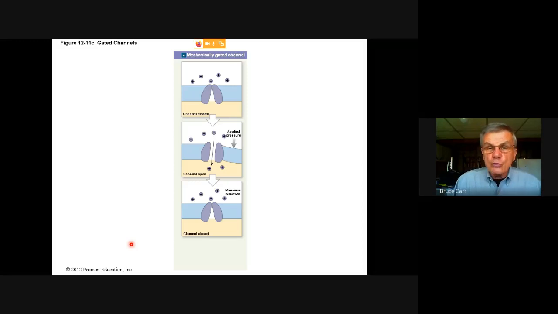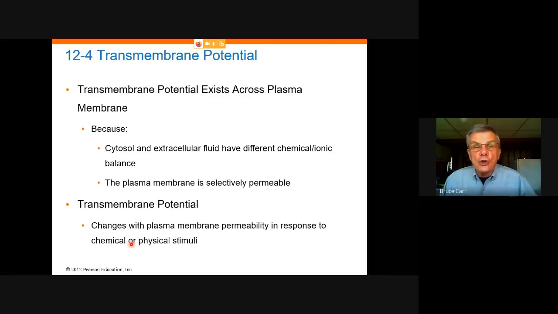So given those three kinds of channels, we have a chance to look now at the transmembrane potential across the plasma membrane and summarize some of its properties. There is a difference of chemical and electrical concentrations that establishes that transmembrane potential. That's really what we mean by a selectively permeable membrane.